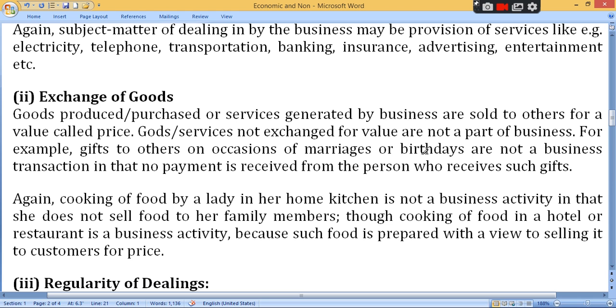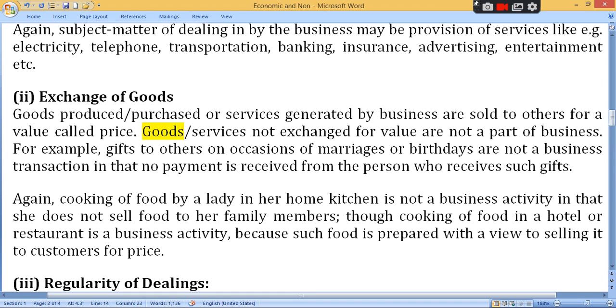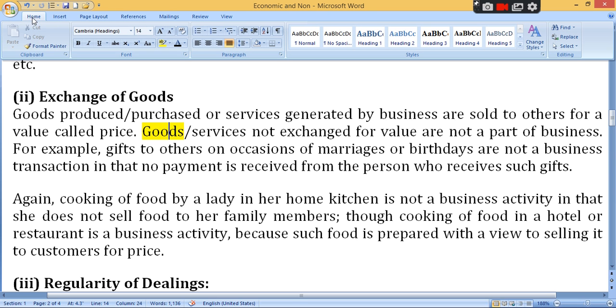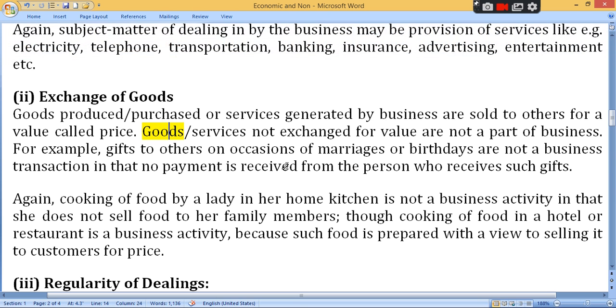Clear? So here is goods. Goods or services not exchanged for value are not part of business. For example, gifts to others on the occasion of marriage or birthday are not business transactions. If you give someone a gift, that is not part of business. In business, what is the main objective? Earning a profit. If you give a gift on a marriage anniversary or birthday, that should not be considered business.